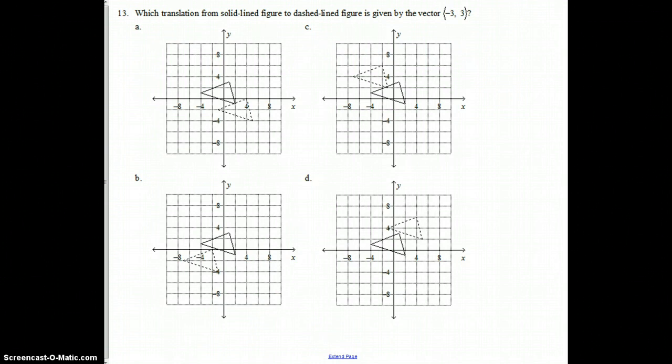Okay. Which translation from a solid figure to the dash figure is given by -3, 3? So first of all, I'm just going to dissect this a little bit. So -3 means, let me just draw my x and y axis here. -3 on the x-axis means that I would have had to have moved back 3 in this direction. That's what that -3 was. And the +3 on the y means that I went up 3.